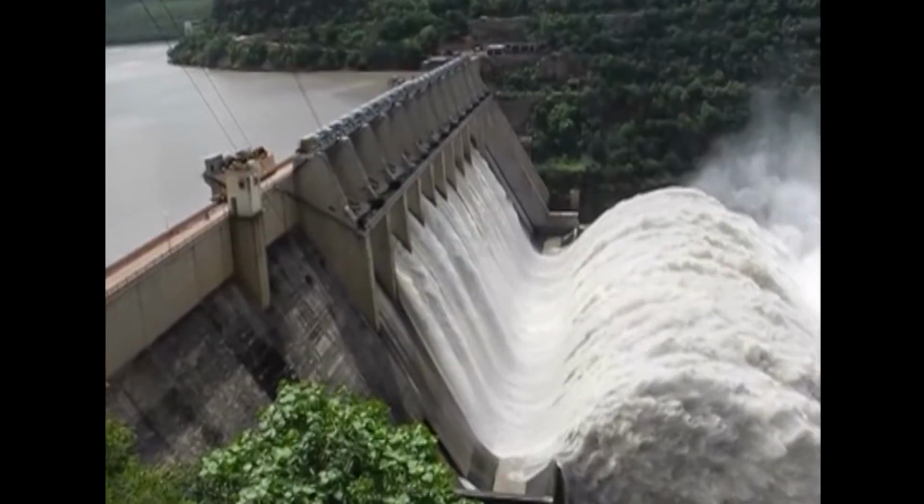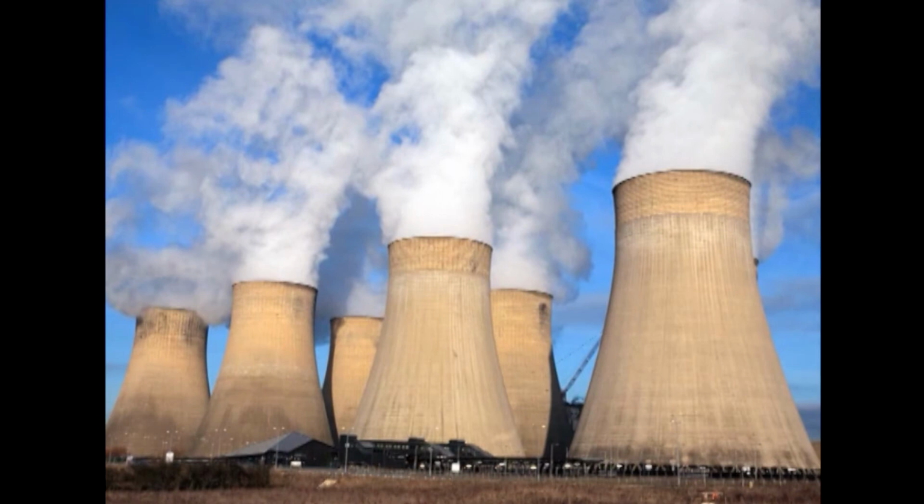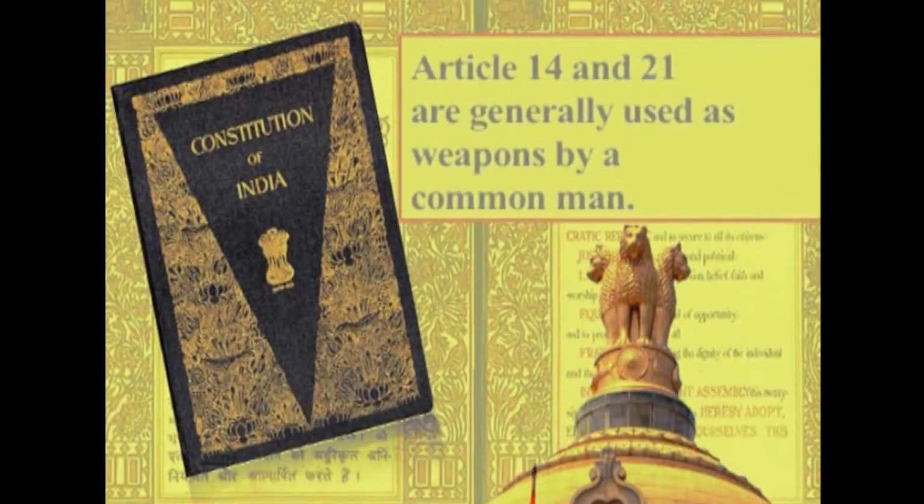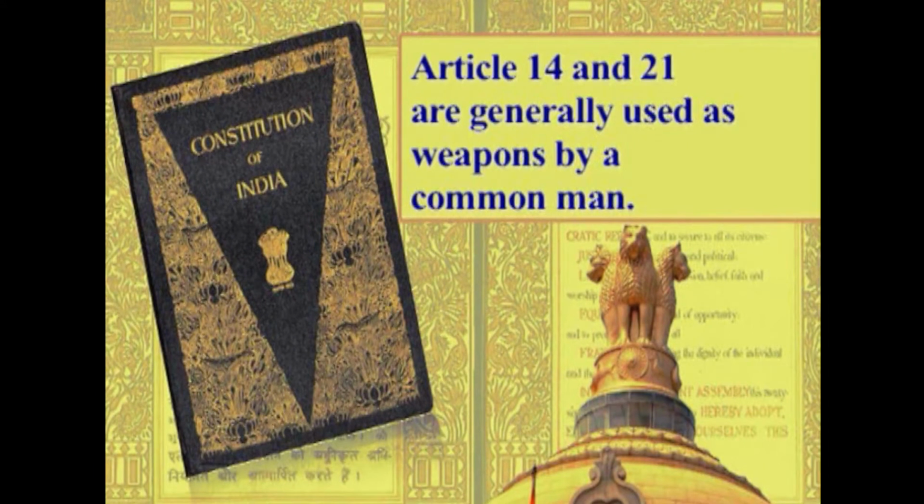Article 14 ensures equality to all, and we observe that some of the decisions related to developmental projects such as construction of dams, power plants are taken without giving due concern to the displacement of people of villages and tribals. If proper rehabilitation is not done to the displaced people, it amounts to violation of Article 14 and Article 21, as the villagers also have an equal right to live. Article 14 and 21 are generally used as weapons by a common man.